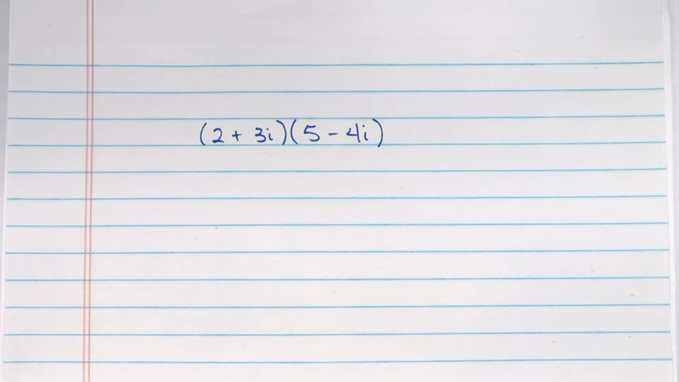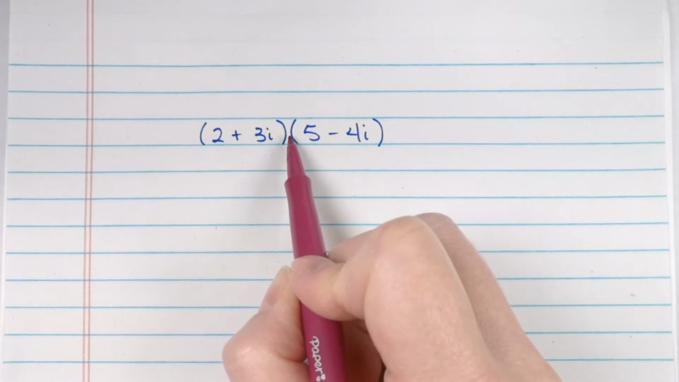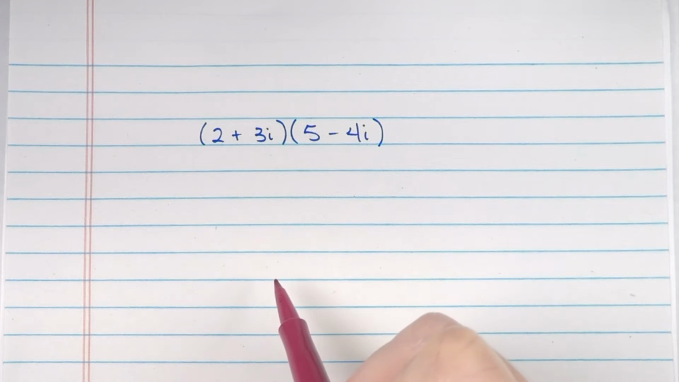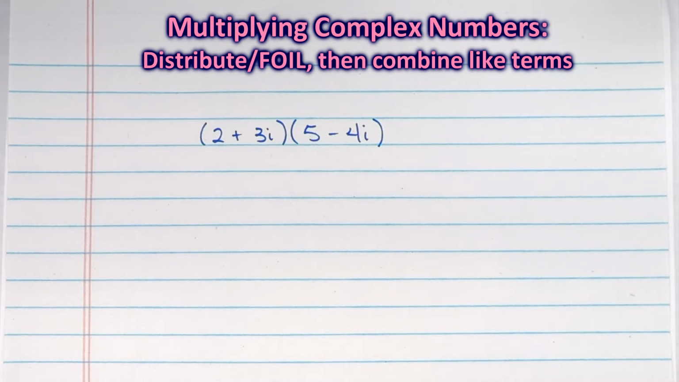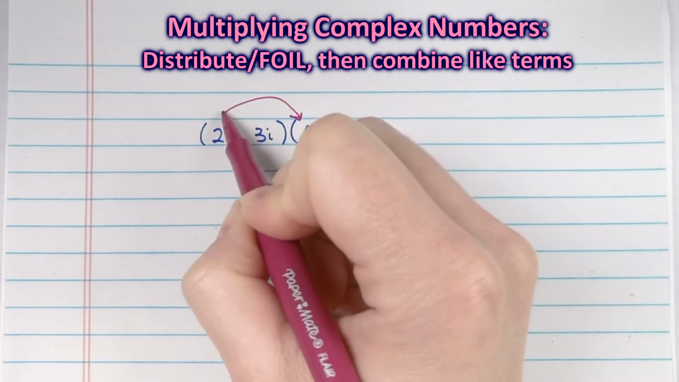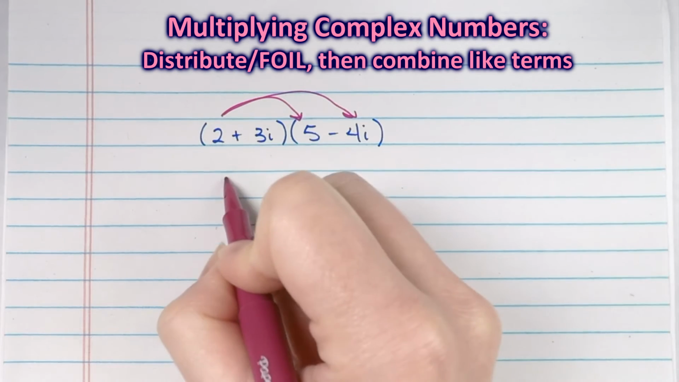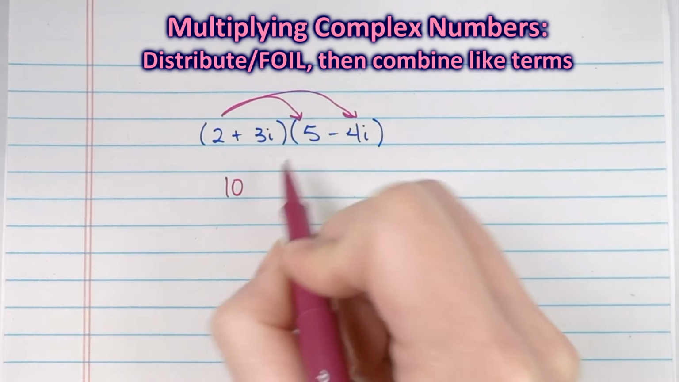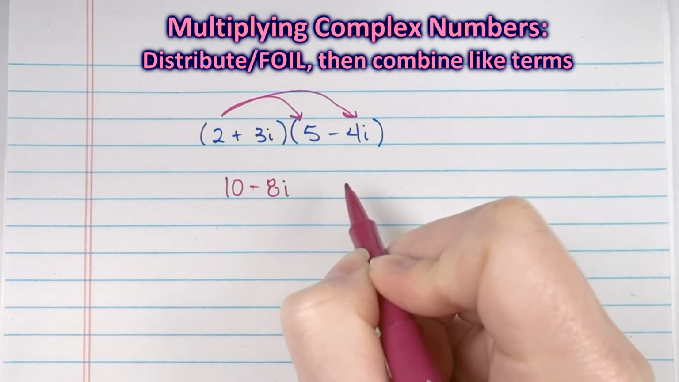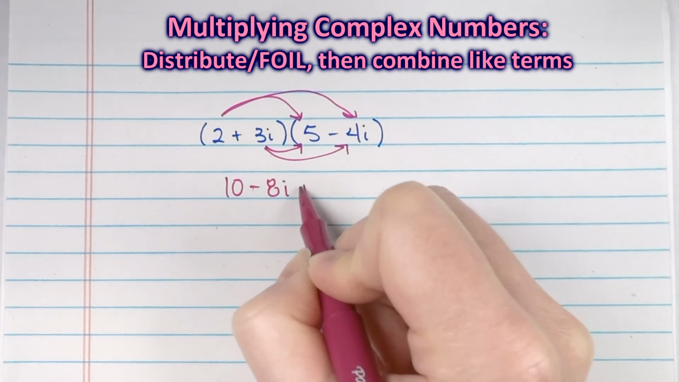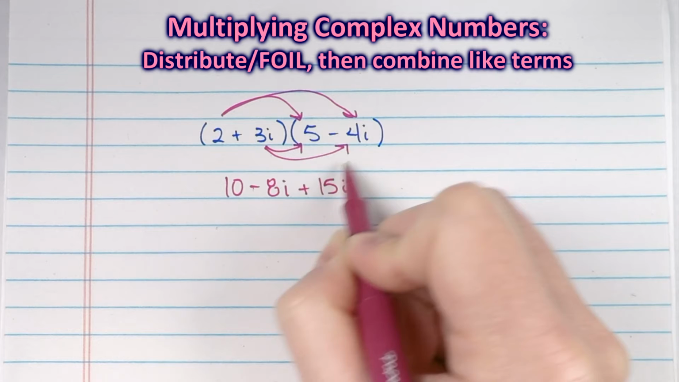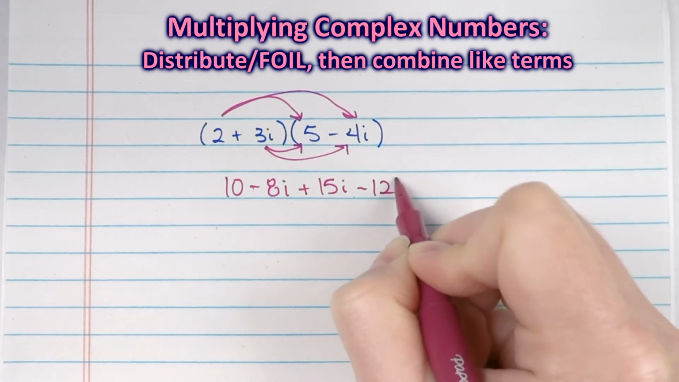Here's an example of multiplying complex numbers. Since nothing's in between these parentheses, it's implied we're doing multiplication. So we're going to simplify this expression using the distributive property, or you might also know it as FOIL. So I'm going to distribute 2 times 5, that would give me 10, and then 2 times -4i gives me -8i. And then I'm going to distribute this 3i to both terms. So 3i times 5 gives me 15i, and 3i times -4i gives me -12i squared.